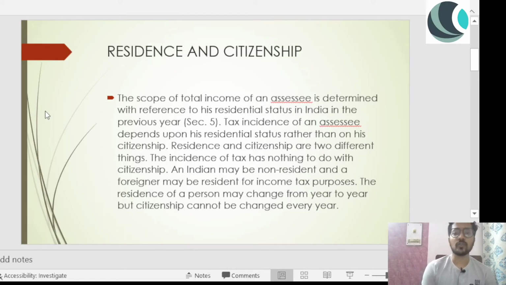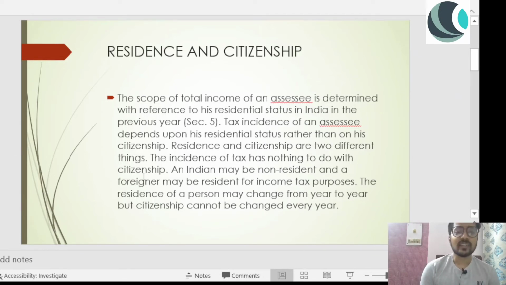As I told you, I can be a citizen of India and I can be living and residing somewhere else. But let's suppose someone who is a UK or US citizen has been residing in India for a while, let's suppose for the previous year, so they have to pay the taxes accordingly. The incidence of tax has nothing to do with the citizenship.